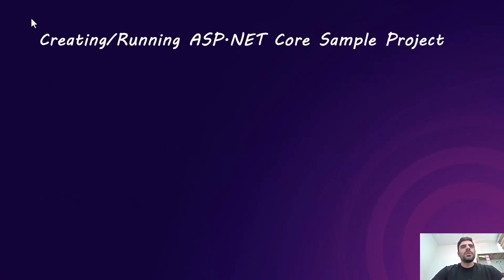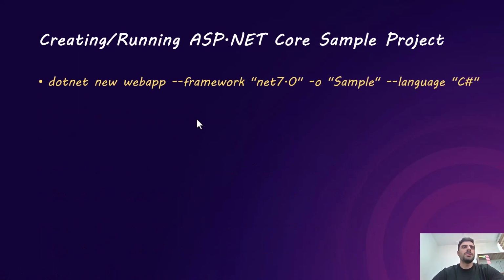In order to create or run .NET applications, we have different methods. The first one is using the Microsoft Visual Studio IDE, and the second one is to use the .NET CLI. If I'm going to use the .NET CLI to create new projects, I can simply use the new command and say dotnet new. I'm going to create a web app using the .NET 7 framework and put my project's output in the sample directory. By default, my project's name will be the same as this output directory. And finally, I'm going to use C# as my language.